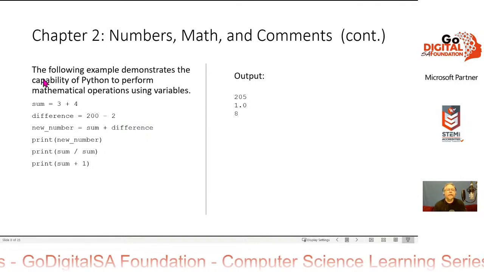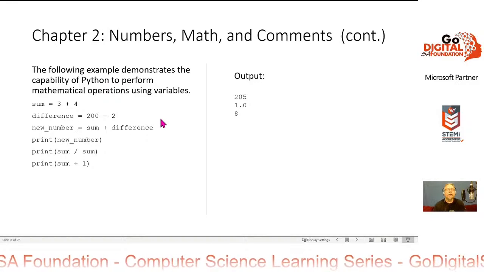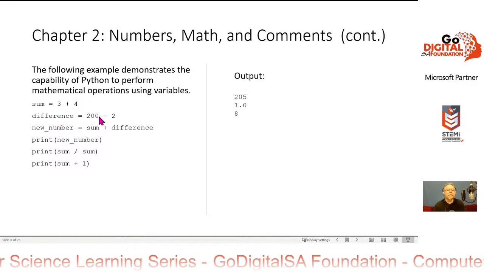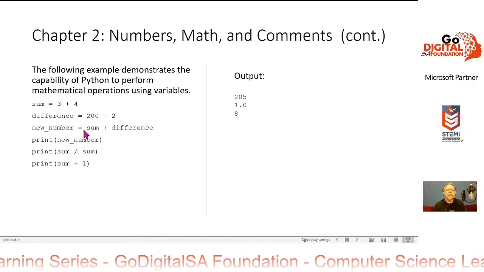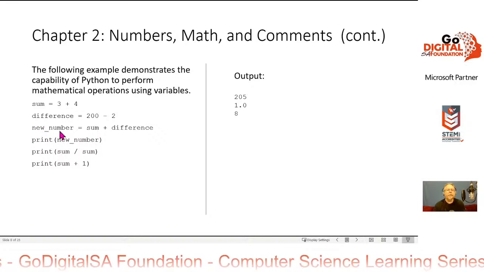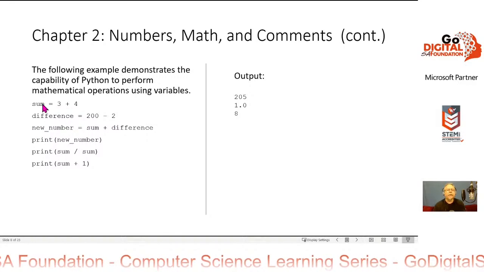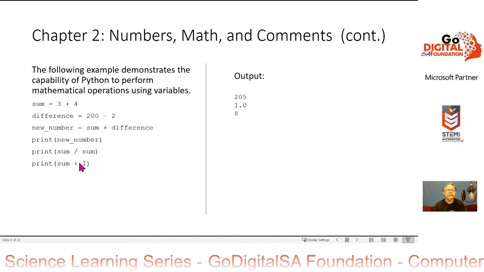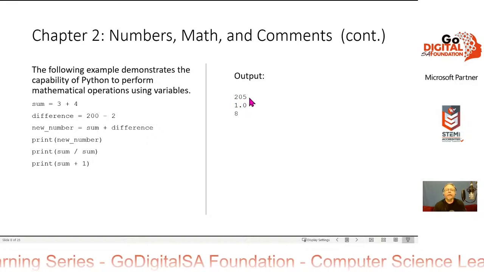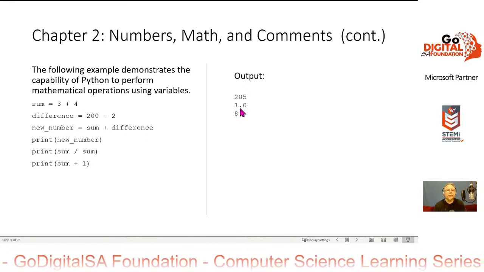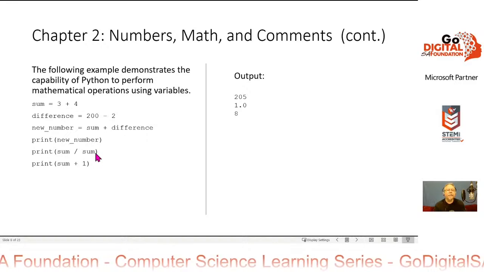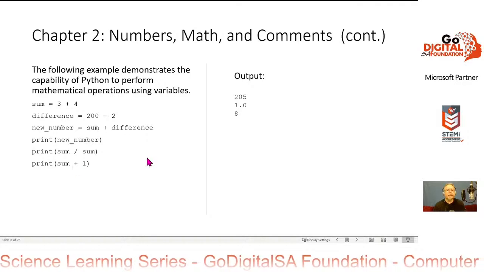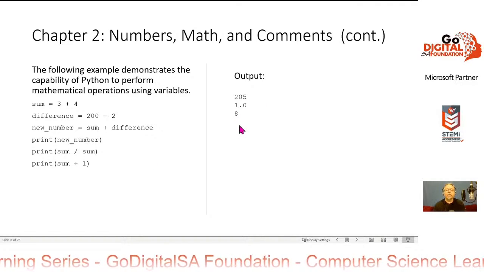Okay, here are some more examples. The following example demonstrates the capability of Python to perform mathematical operations using variables. So again, we have sum equals 3 plus 4, difference is 200 minus 2. New number equals sum plus difference. So we've got a new variable and we're setting it equal to the value of sum plus the value of difference. Then if we print new number, print sum divided by sum, and print sum plus 1, we get 205, an integer. We get 1.0, which is a float, because even if we divide integers, we always get a floating point result. And sum plus 1 is 8, which is an integer.